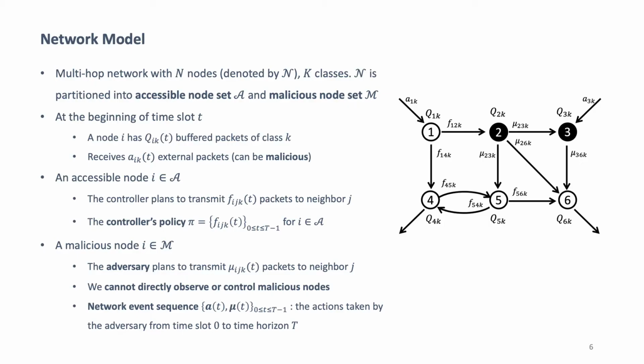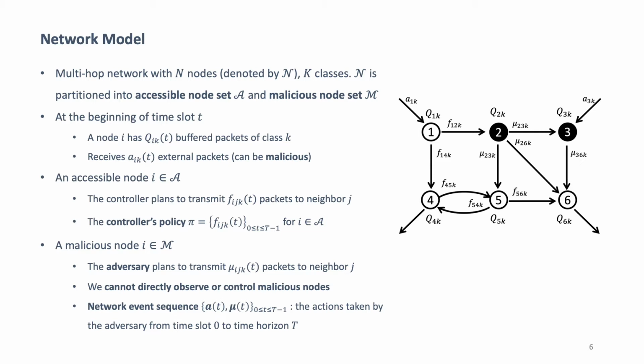Then we introduce the model. We consider a multi-hop network with n nodes. The nodes are classified into two types, accessible nodes and malicious nodes. At the beginning of each time slot, the nodes receive external arrivals. This external arrival process can be malicious. And then the accessible nodes take action to control the network, which is the controller's policy.